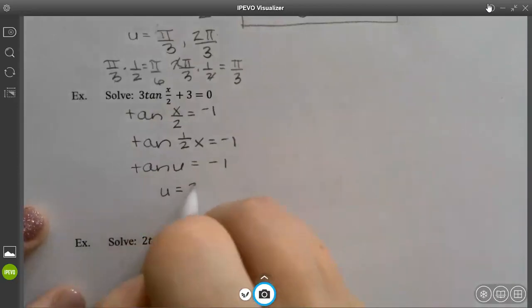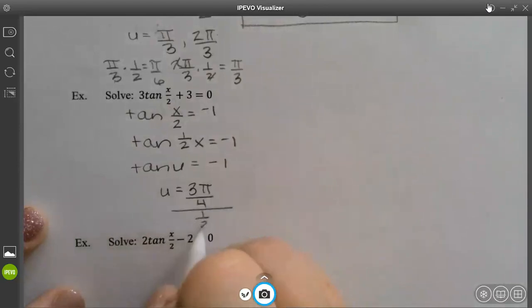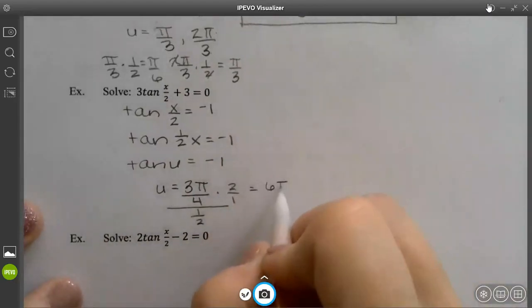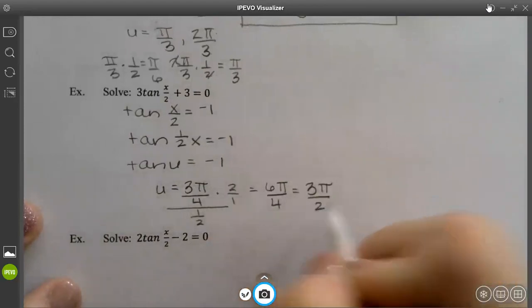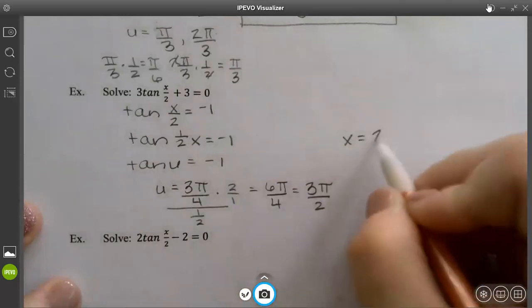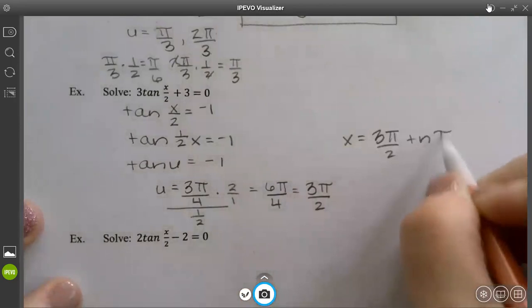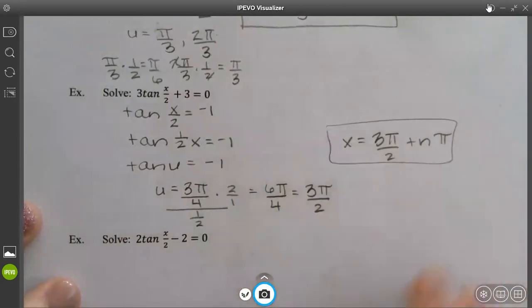Say it again. I'm going to divide that by 1/2, which means I'm actually going to multiply by 2 over 1, which gives me 6 pi over 4, and then how do I do general? Plus n pi. Why n pi? Is everybody good? All right, next one.